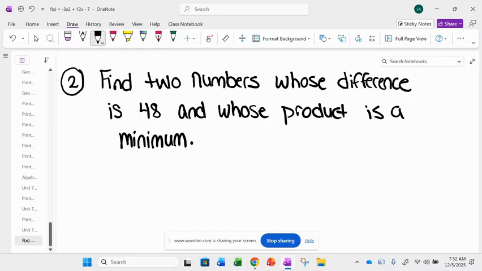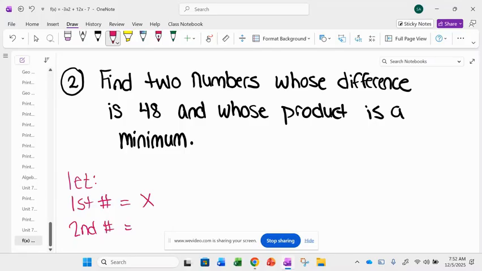Again, am I going to accept a system here? Can I let one number be x, the other number be y? No, I want both numbers in terms of x. So we want to find two numbers whose difference is 48, but whose product is a minimum. So right now I'm going to let first number equal x. And now when I have my first number and my second number and I multiply them, do I want a positive x squared or do I want a negative x squared? We want a positive. Why?